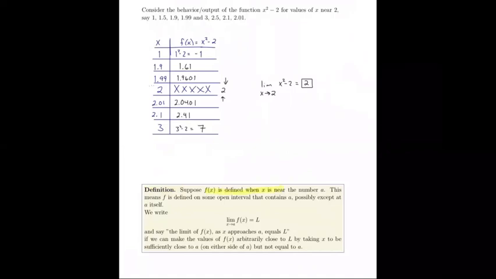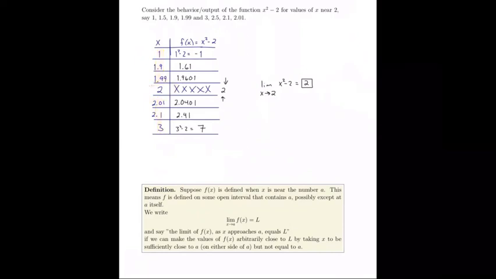Suppose f of x is defined when x is near the number a. So a is playing the role of this 2 from above now, right? So f is defined when x is near a. It might not necessarily be defined at a, right? And that's the key thing about a limit. So in other words, it's defined on some open interval containing a, except possibly at a itself. So it could be defined for all these numbers, but not 2, right?